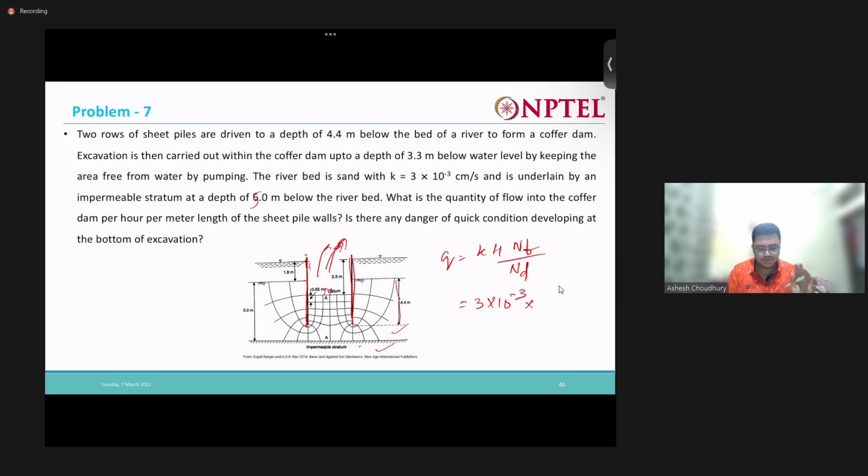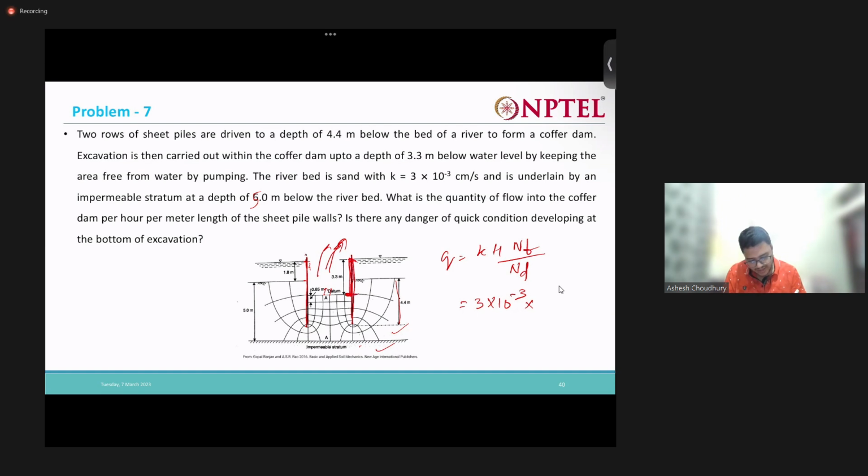No, it will be 3.3 only. Between here and here, you see the head difference, right? From here to here, the head difference will be 3.3 only. 3.3 minus 1.8 won't be 3.2, because of the total head from flow.